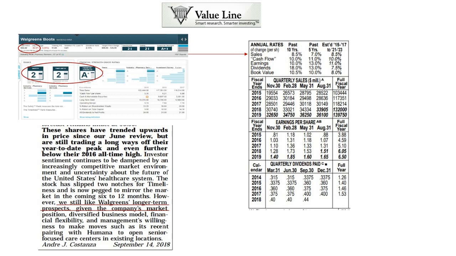And keep in mind earnings. The next video we're going to talk about is earnings, 11%. So have this handy. And then you can read what the analyst is saying for Value Line. We still like Walgreens' longer term prospect, given the company's market position. So there's good analysis here, and all that information is taken from the quarterly report.